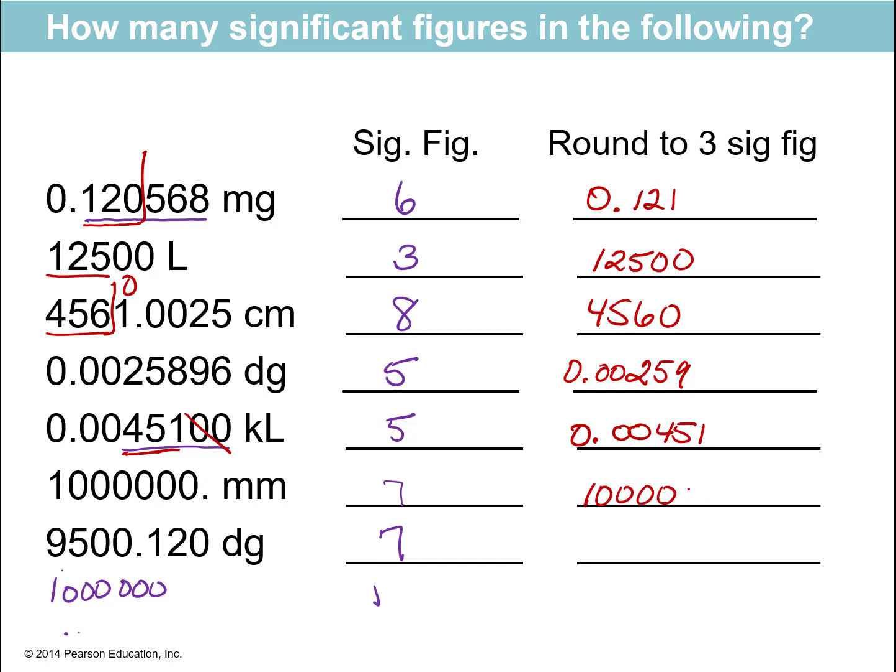1, 2, 3, 1, 2, 3. I'd have to do it like that. That would tell you the 1 is significant and so are those 2 zeros. I'm not going to ask you that on an exam. I just ask it for the significant figure effect. And the same thing, this one, what would you have to do? 9,500.120. Yeah, so it would end up being 9,500. And in fact, that 0 would end up with a line.